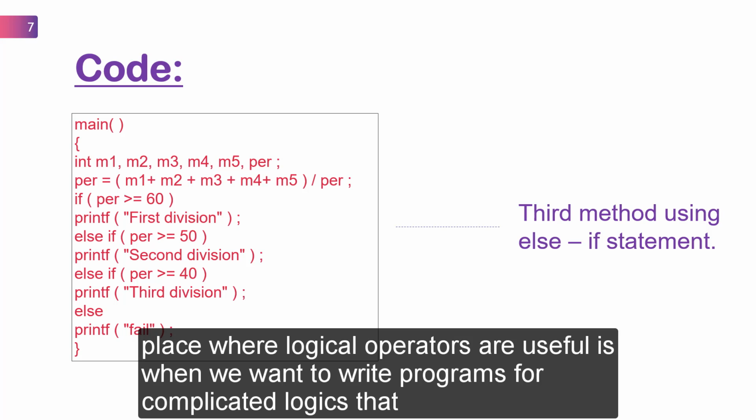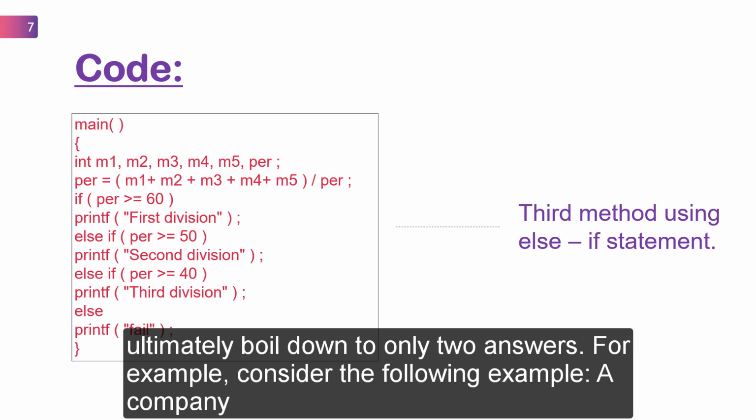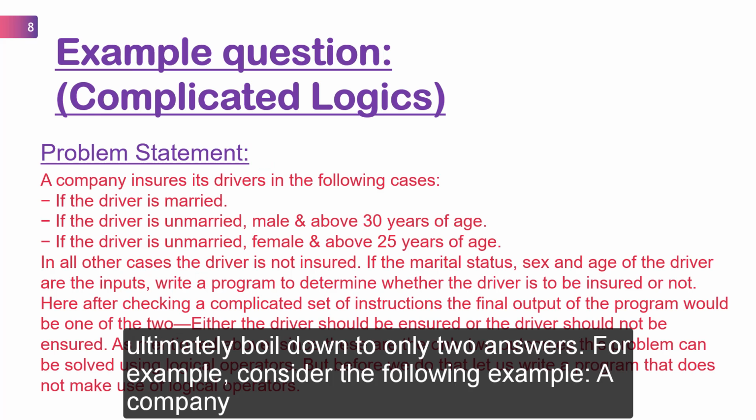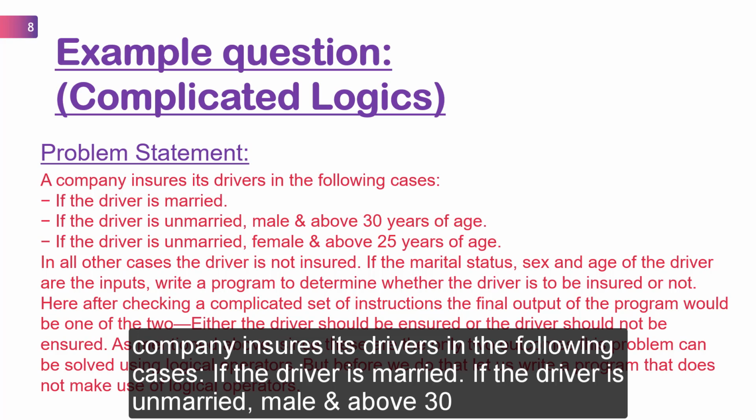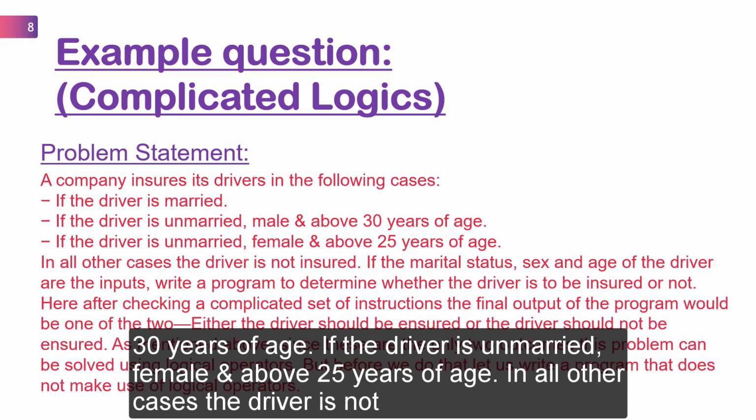Another place where logical operators are used is when we want to write programs for complicated logics that ultimately boil down to only two answers. For example, let's consider the following example. A company insures its drivers in the following cases: if the driver is married; if the driver is unmarried, male, and above 30 years of age; if the driver is unmarried, female, and above 25 years of age. In all the other cases, the driver is not insured.